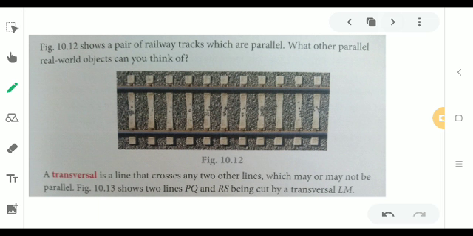A transversal is a line that crosses two other lines. So for example, these are the two other lines, and the transversal is this one, and this, and so on. So there's an example of two parallel lines crossed by several transversals.